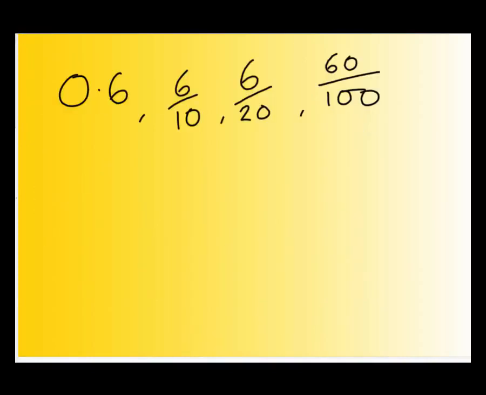Okay, so I can see 0.6, 6 over 10, 6 over 20, and 6 over 100. One of them doesn't fit. Now, it's a good idea to make them all the same language. If we can make them all fractions or all decimals, I think that's probably a good start. So that'll be the first thing we do, make them all the same language. Three of them are fractions, and this one over here is not a fraction, so I think we should try to convert 0.6 into a fraction.